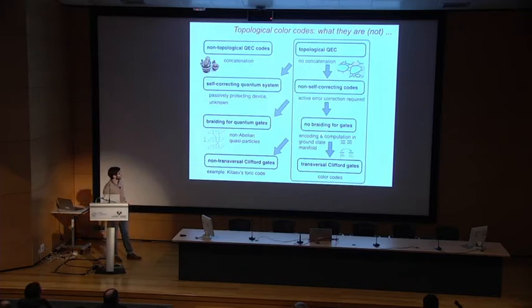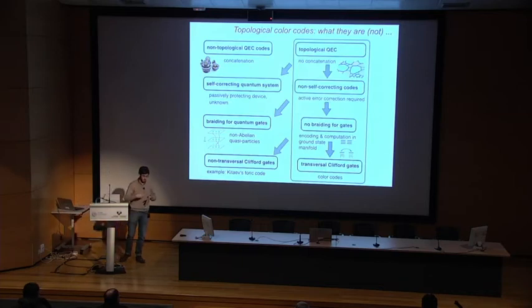If you want to do a universal set of gates, we will not deal with quasi-particles or anyons, but really you do computations on the ground state or on this code subspace. And we are focusing on color codes because they have several advantages in the sense of the kind of quantum gates that you can do transversally, meaning doing operations bitwise on all your systems.